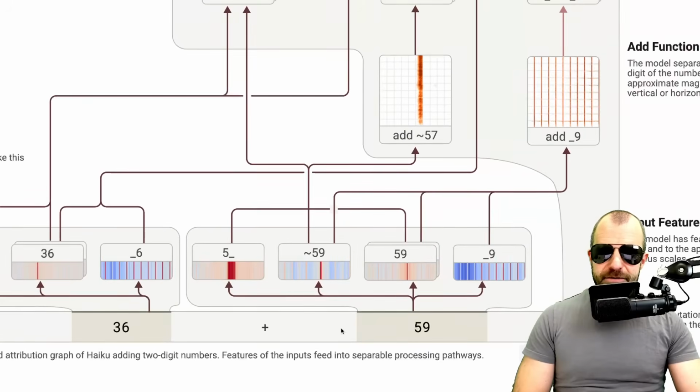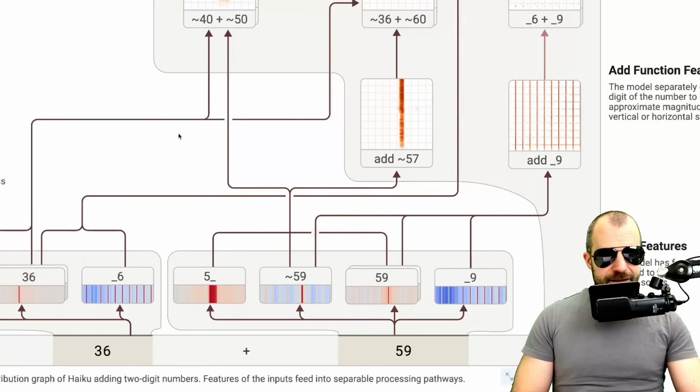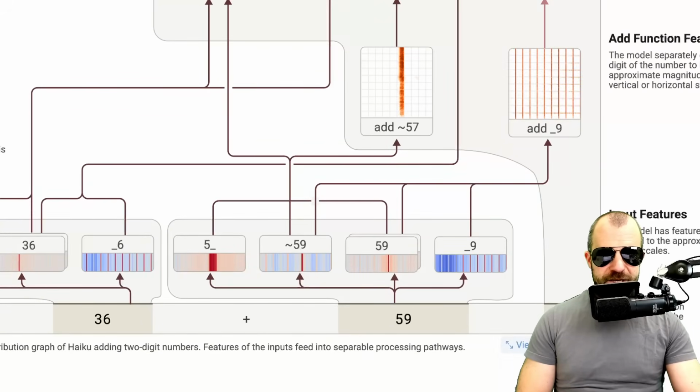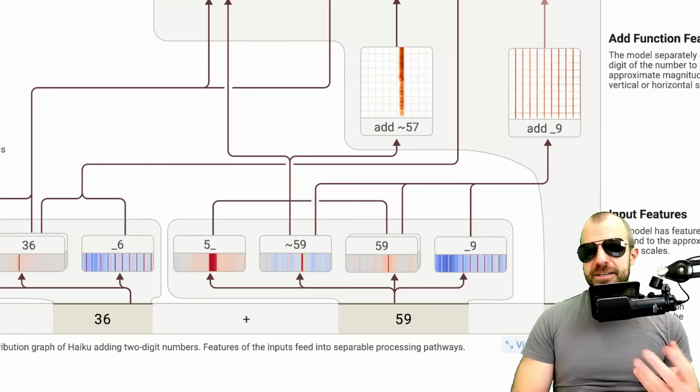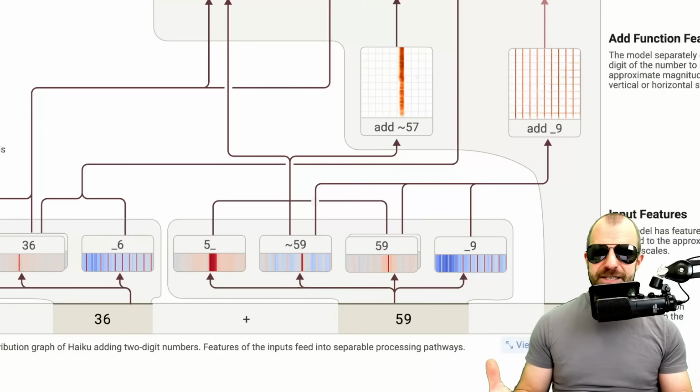Now, these are then combined in different ways. For example, the equal token right here: they say most computation takes place on the equal token. So the equal token signals to the model that it should now compute something.